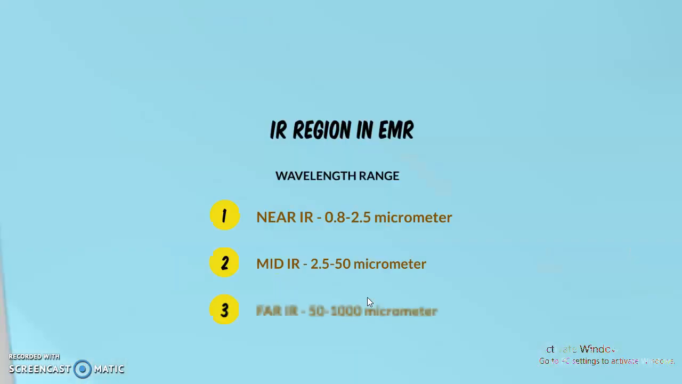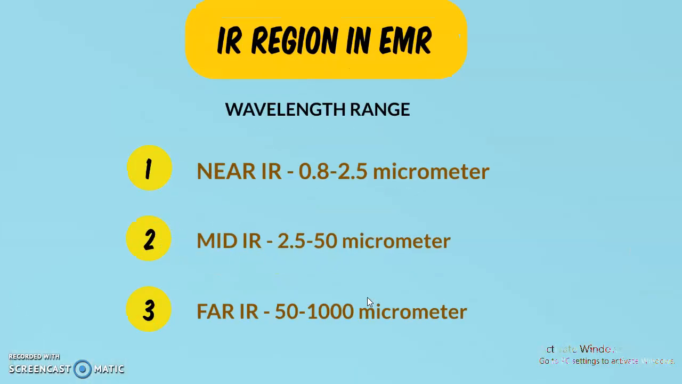Okay, coming to where exactly this IR region is in EMR. The IR region is bifurcated into three different regions: near IR, mid IR and far IR. Near IR is from 0.8 to 2.5 micrometer wavelength. Mid IR is from 2.5 to 50 micrometer and far IR is from 50 to 1000 micrometer.